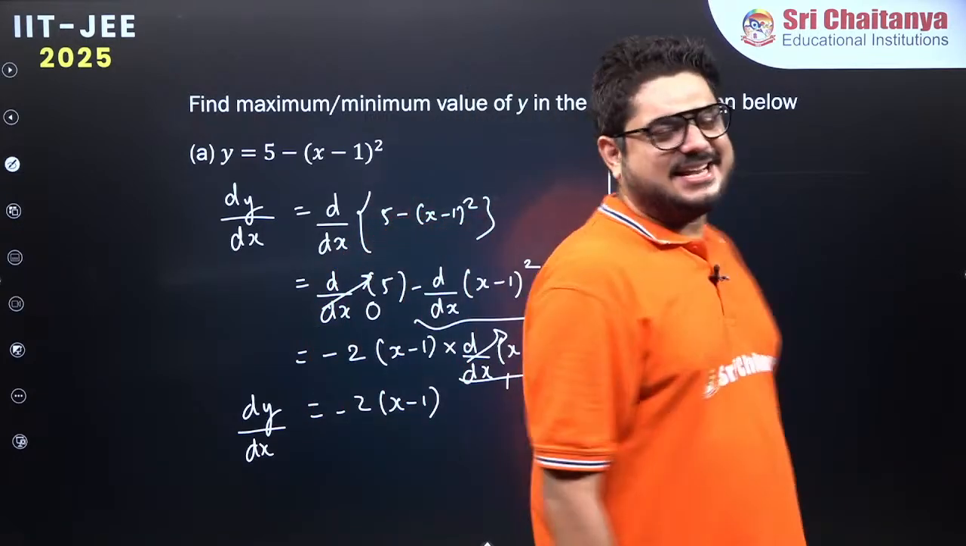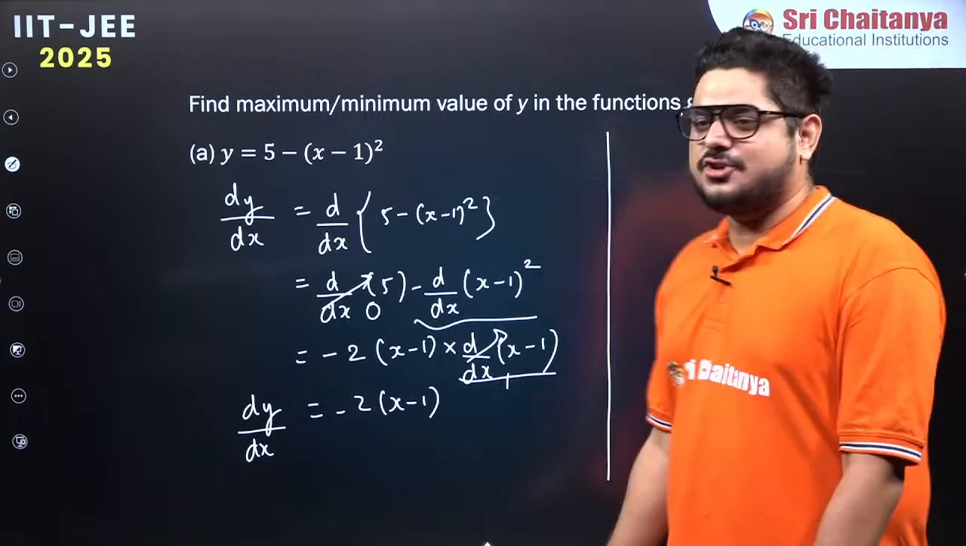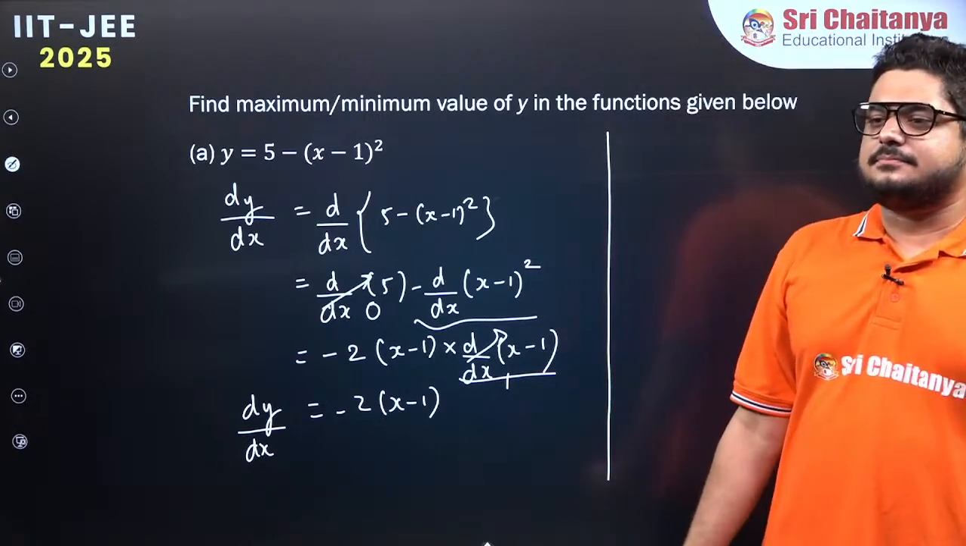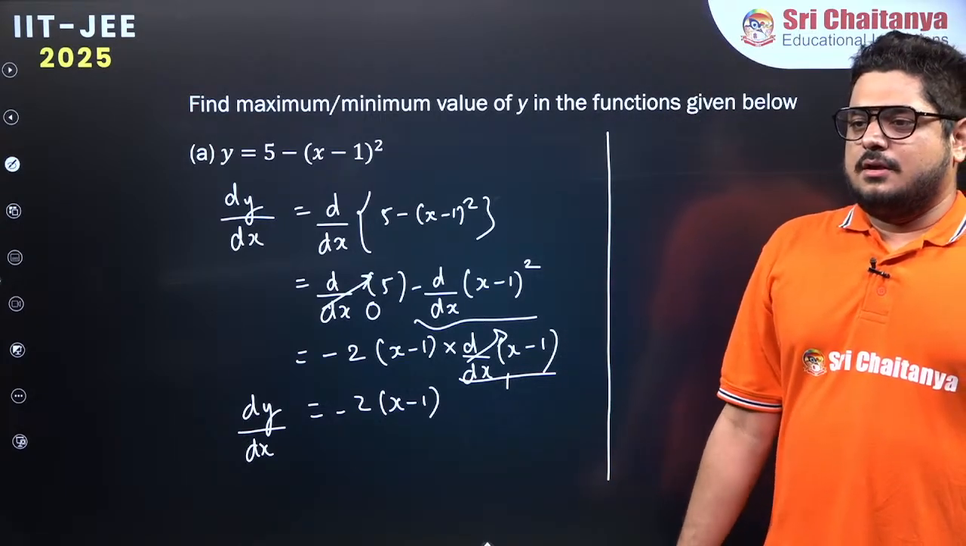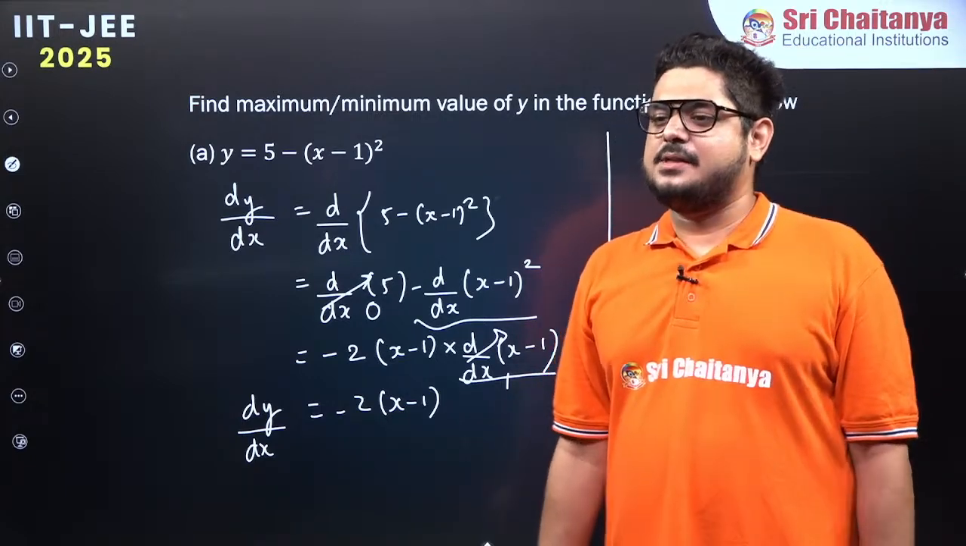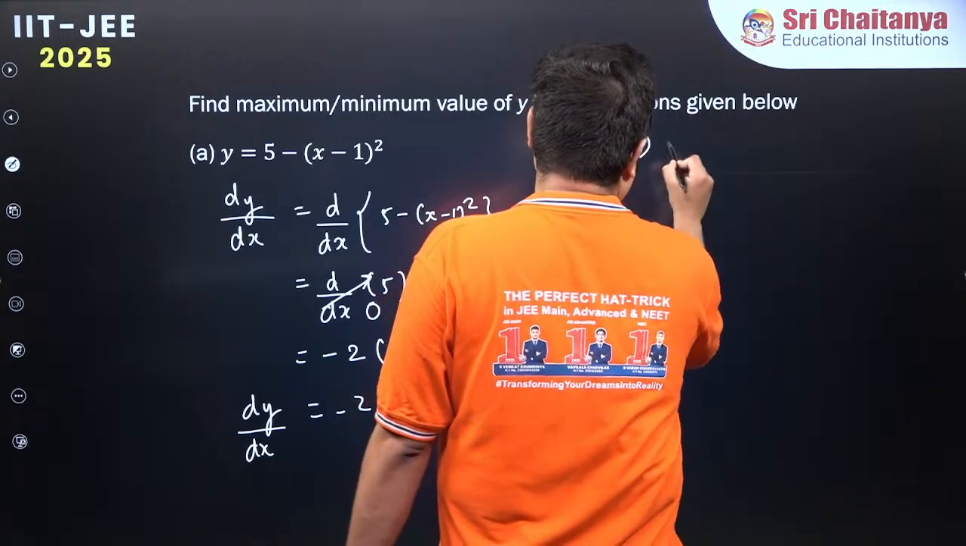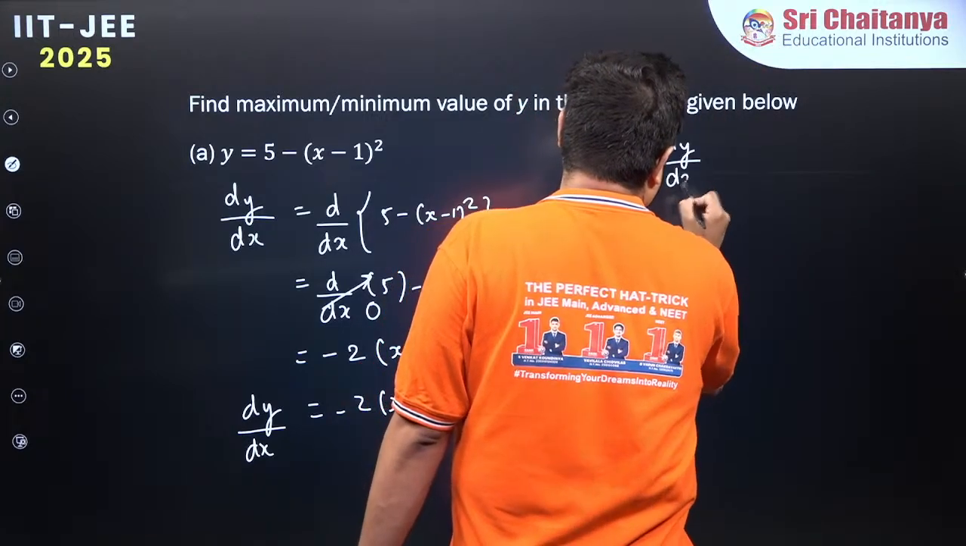I hope you guys are getting this. dy by dx is minus of 2 into x minus of 1. Yes or no, everyone? I hope you all are getting this. So now what needs to be done? Equate this with first step. Equating the first derivative with 0.